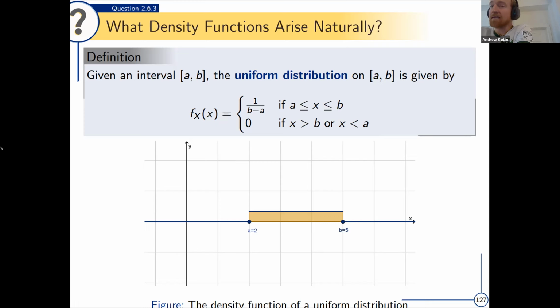As a graph, it's just a rectangle with height 1 over b minus a and length a to b. In this particular graph, the a and b values are 2 and 5, and that would mean that the height is 1/3. You can see it's basically drawn to scale that way. On any given interval of values a to b, there is an associated uniform distribution, which is just this exact function. You plug in 1 over b minus a to compute the height of the rectangle.